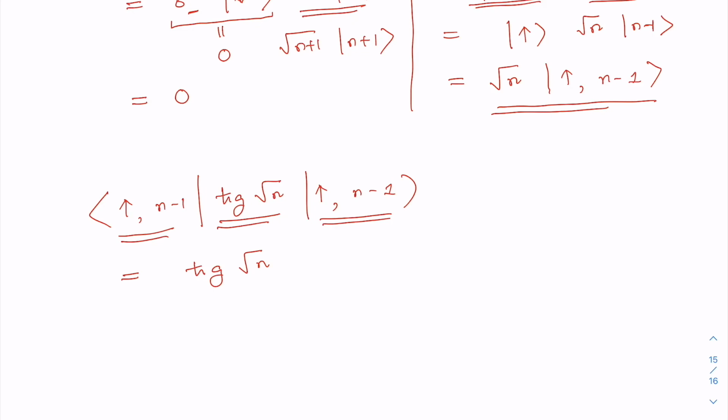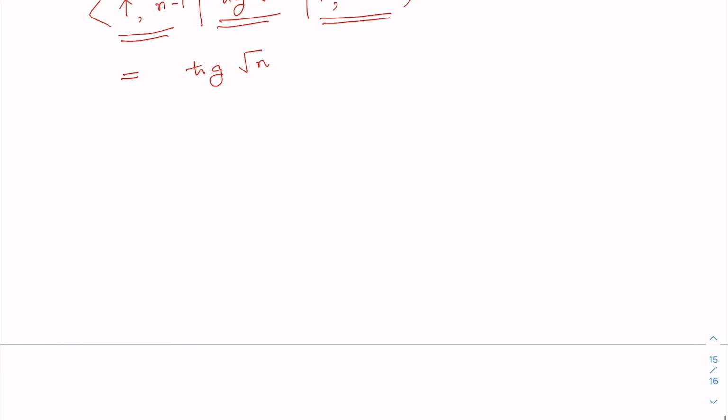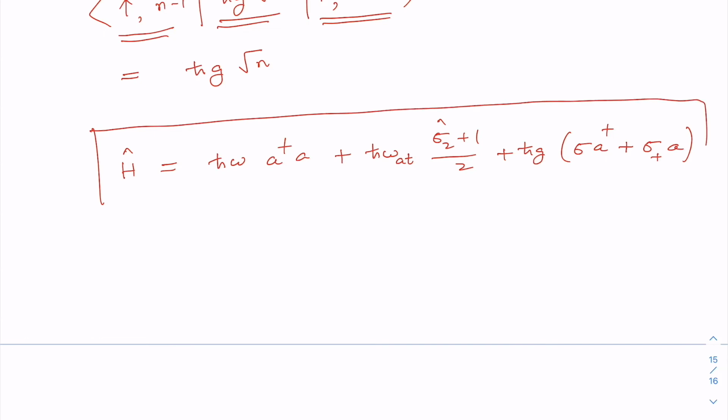Well, let us find the matrix form of the Jaynes Cummings Hamiltonian in the rotating wave approximation. So our Jaynes Cummings Hamiltonian, let me rewrite again. It is ħ omega a dagger a plus ħ omega atom (sigma z plus 1 by 2) plus ħ g (sigma minus a dagger plus sigma plus a), right? So this is our Jaynes Cummings Hamiltonian in the RWA.